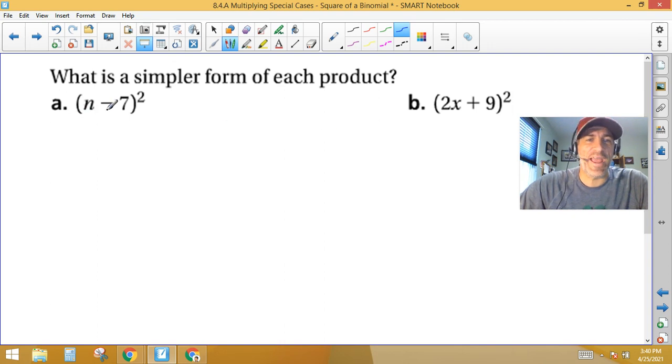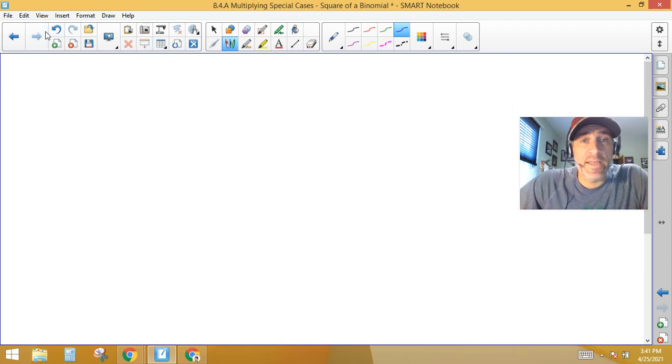So here's this first one, n minus 7 squared. What would you get for this? Good, hopefully you got that. And then b, 2x plus 9 squared. What do you get for this? Hopefully you got that one. And that's it.